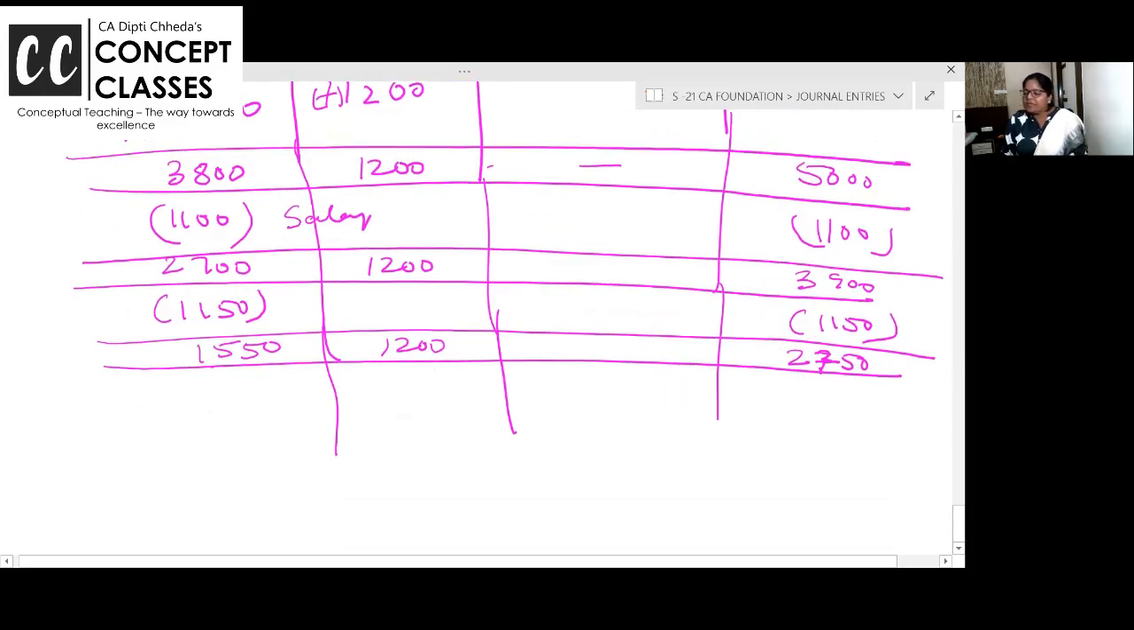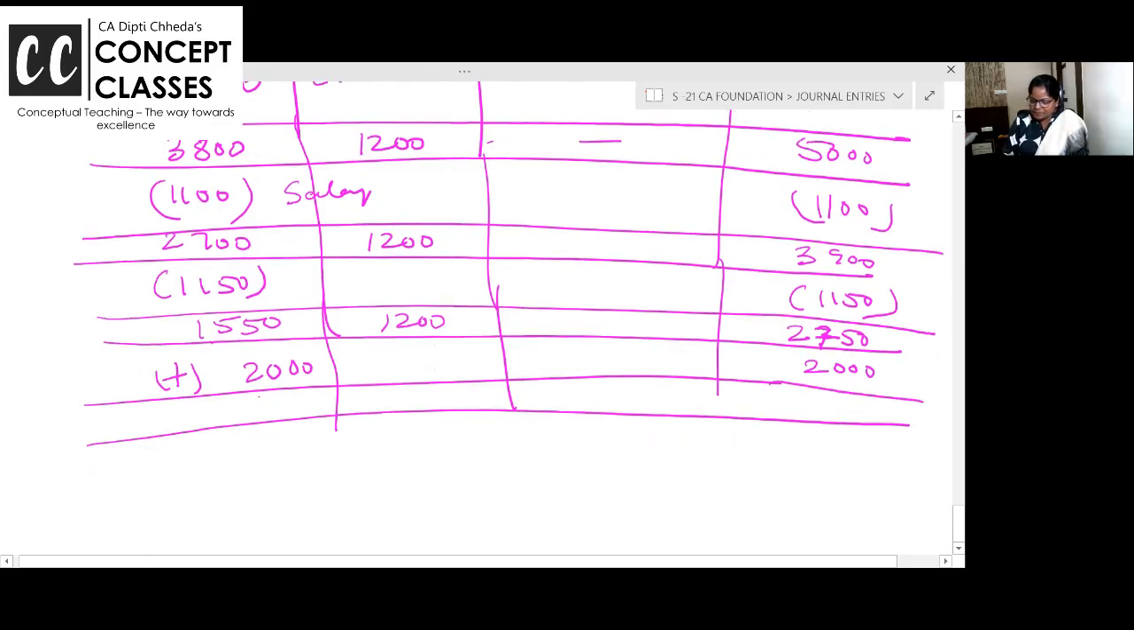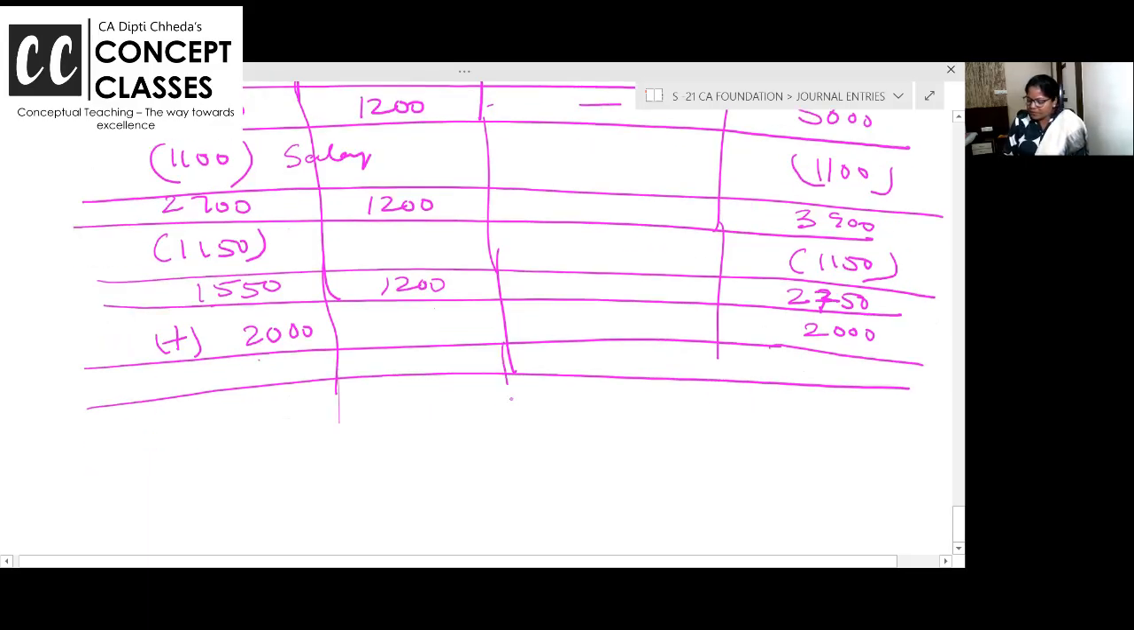Last one, interest you received, add into bank. Journal entry, you know, interpretation: money in the bank has increased, and because of income your capital is increased. 3,550 is your bank balance. Because you received interest, it increased.